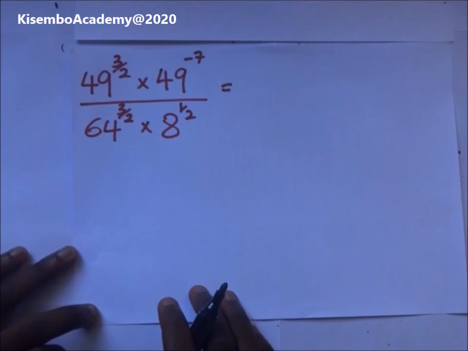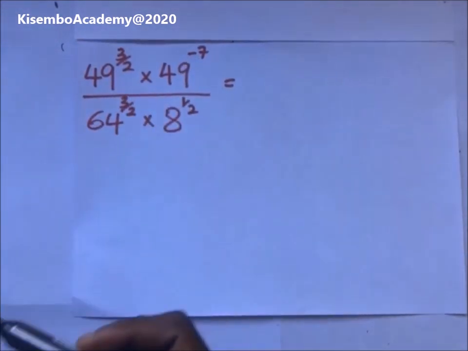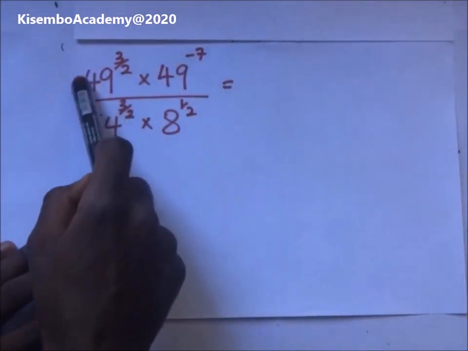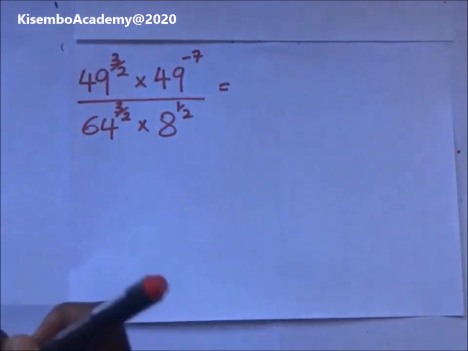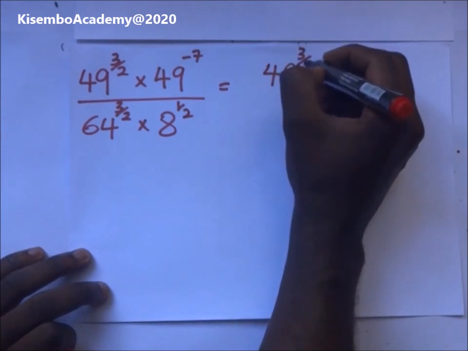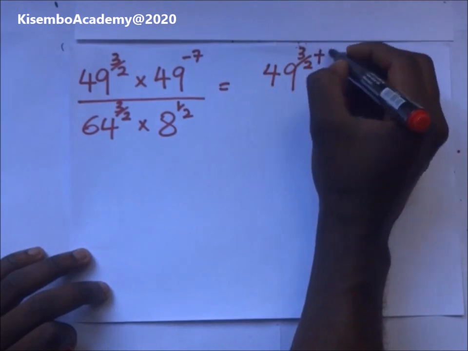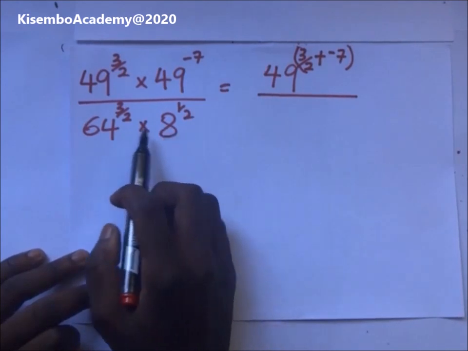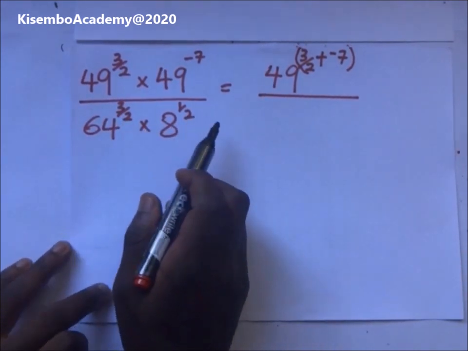That's our answer. So looking at this here, we have 49 to the power 3 over 2 times 49 to the power negative 7. Now these are two indices we are multiplying. They have the same base, which is 49. So what we do to the powers, we simply add the powers. So this is going to become 49 to the power 3 over 2 plus negative 7. Divide all that by 64 to the power 3 over 2 times 8 to the power a half.